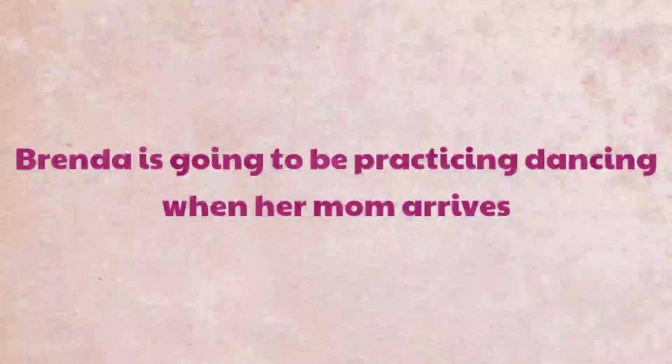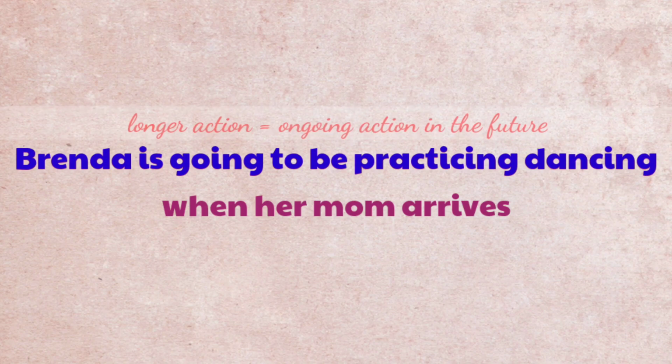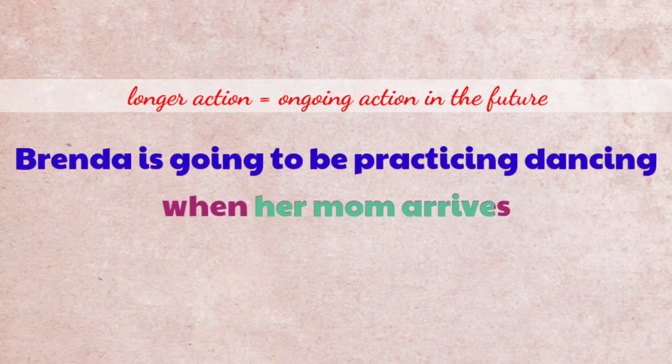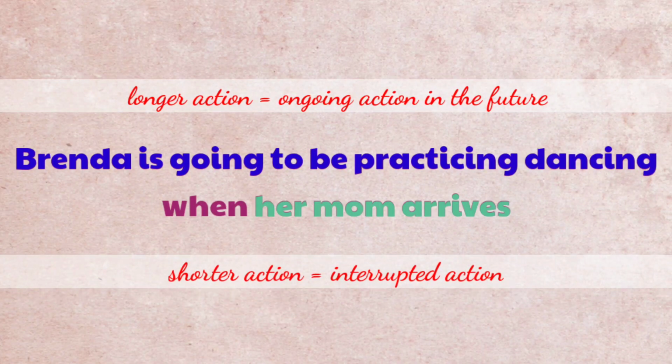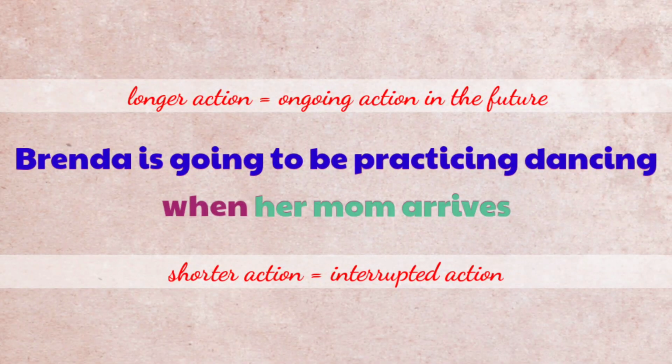My parents as the subject, followed by get in a present form. Brenda is going to be practicing dancing when her mom arrives. Brenda is going to be practicing dancing is the longer action and her mom arrives is the shorter action. The longer action is the ongoing action that uses future continuous tense. So, here the subject is Brenda that can be replaced by she and therefore we have to add is here.